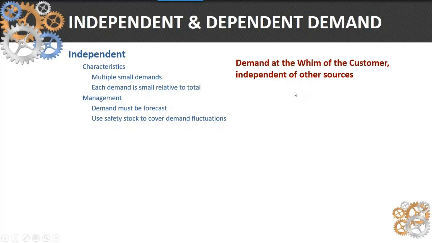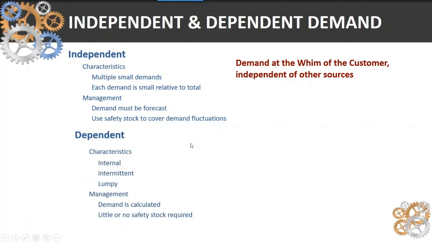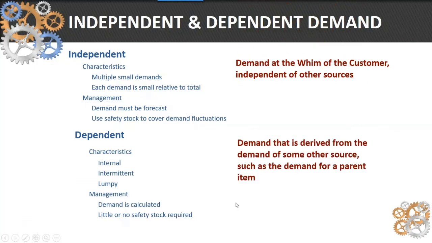It's independent of other sources. This is what needs to be forecast. Demand must be forecast, and we'll talk a little bit about safety stock to cover demand fluctuations. The other is dependent demand. Dependent demand is demand that is calculated primarily from the source of demand for something else. In ERP's mode, it's the parent item.